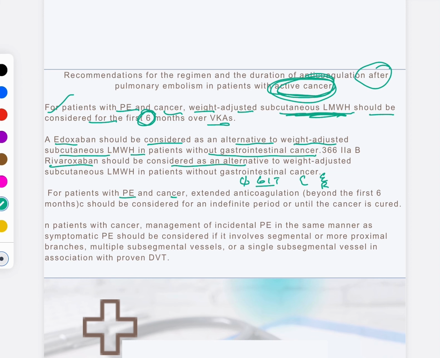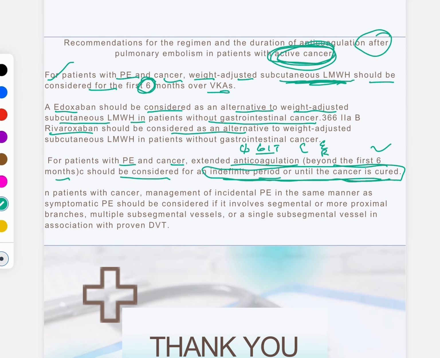For patients with PE and cancer, extended anticoagulation beyond the first 6 months should be considered for an indefinite period or until the cancer is cured. So you might need to give it for a longer period of time unless and until the cancer has been cured. You have to give anticoagulation.